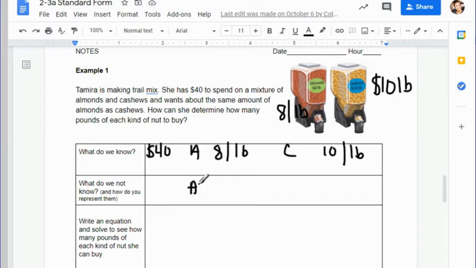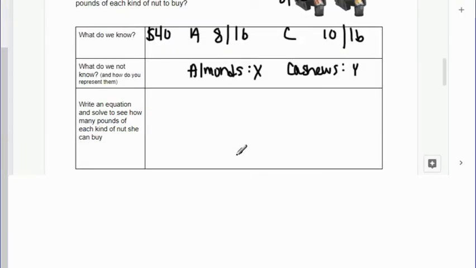So almonds, we're going to use X. And cashews, we're going to use Y. So now all we have to do is come up with an equation and solve it to see how much of each she could buy.